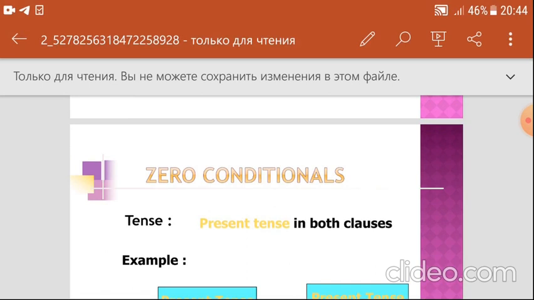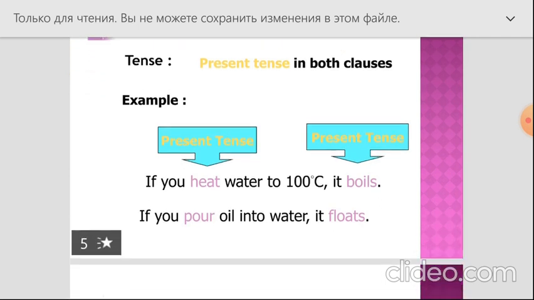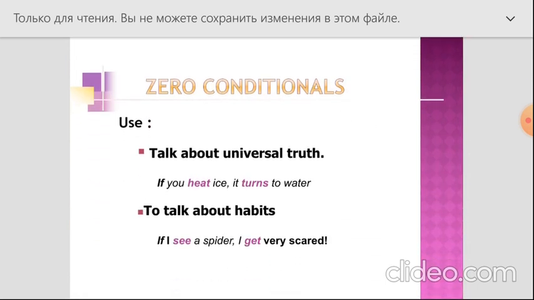Let's look in more detail. Zero conditionals. The tense of the zero conditional is present tense in both clauses. For instance, if you heat water to 100 degrees, it boils. There is the present simple in both clauses. If you pour oil into water, it floats. The usage of zero conditionals: we use it when we talk about universal truth. If you heat ice, it turns to water. To talk about habits: if I see a spider, I get very scared.